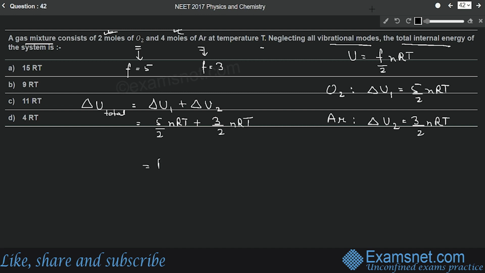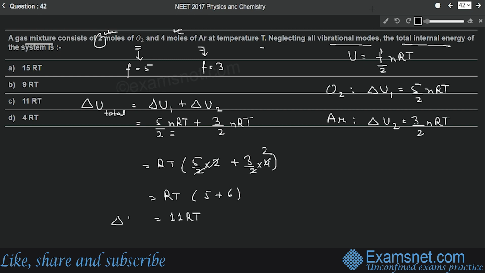Let's take RT common. So here we get 5 by 2, and n, the number of moles of oxygen, is 2. So it is 2, plus, for argon the number of moles is 4. So this 2 into 2 is cancelled, and 2 into 2 is 4. So here we get 5 plus 3 into 2, that is 6. So 6 plus 5 is 11, that is 11 RT. So this is the total internal energy of the system. That means option C will be the correct answer.